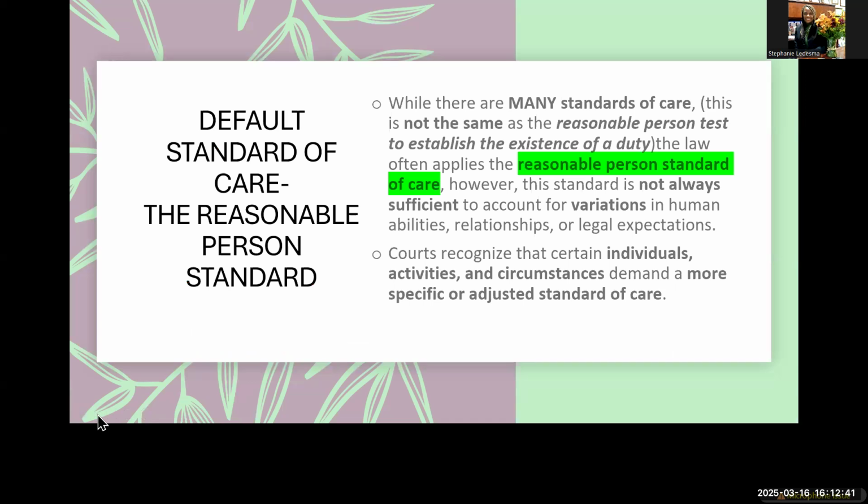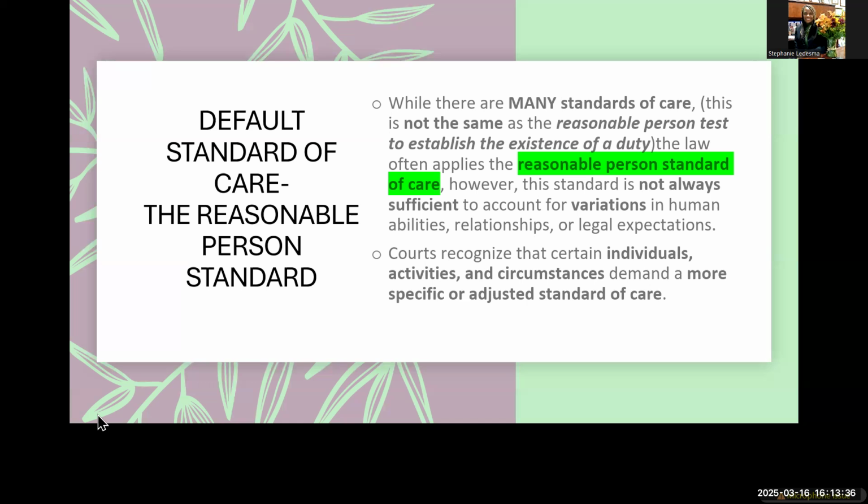As with the test to determine whether or not a duty is owed to the plaintiff by the defendant, with the standard of care test, we also have a default. The default standard of care level is that of a reasonable person. Think about it. The default of the duty test is the test of a reasonable person. The default standard of care is the standard of care of a reasonable person.